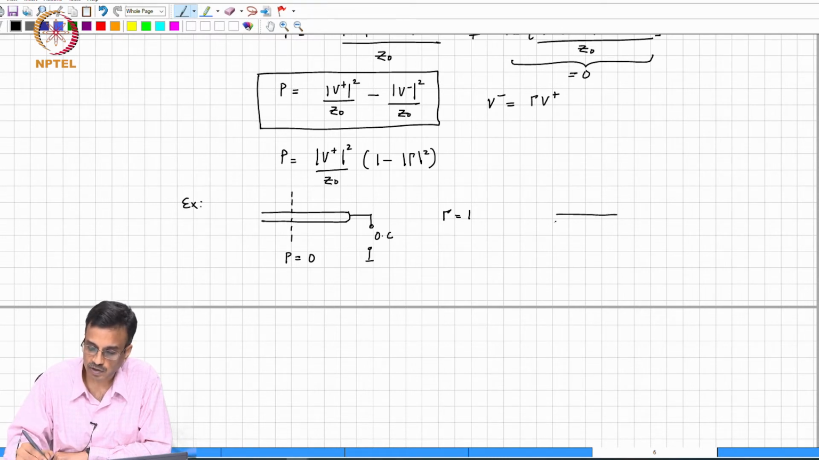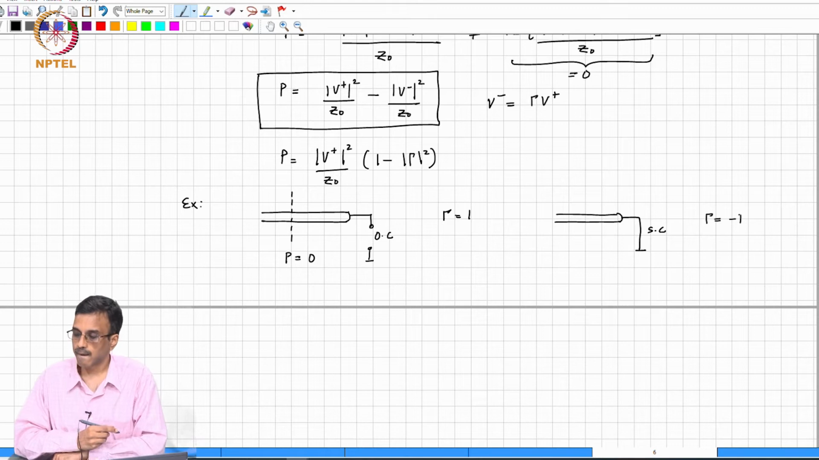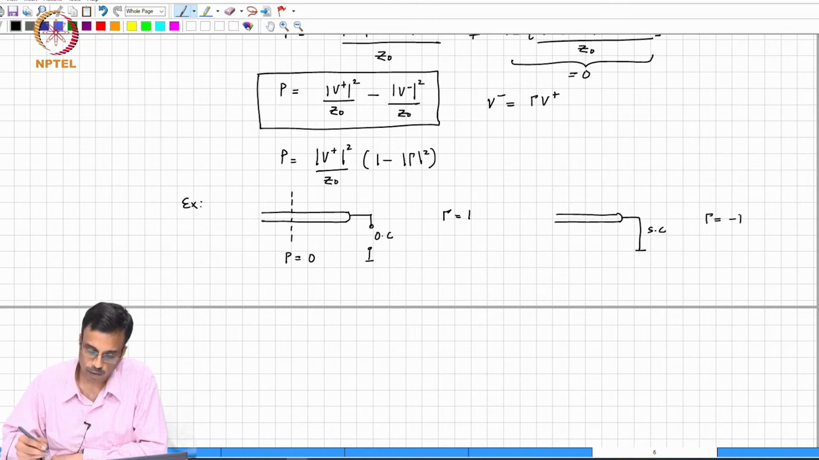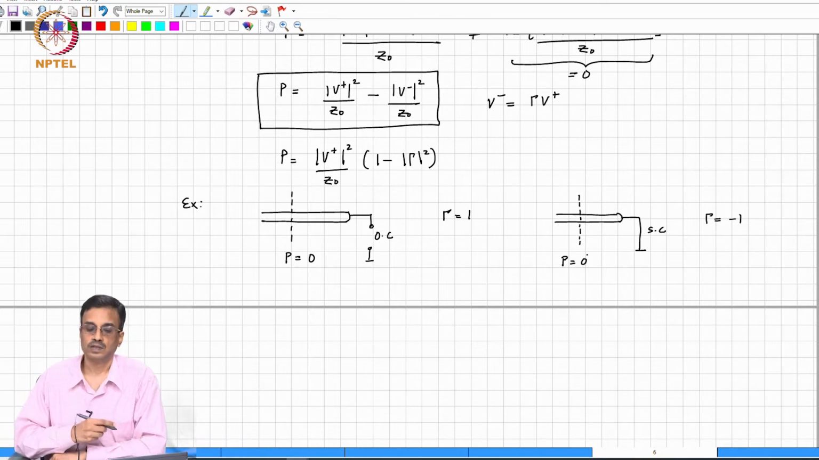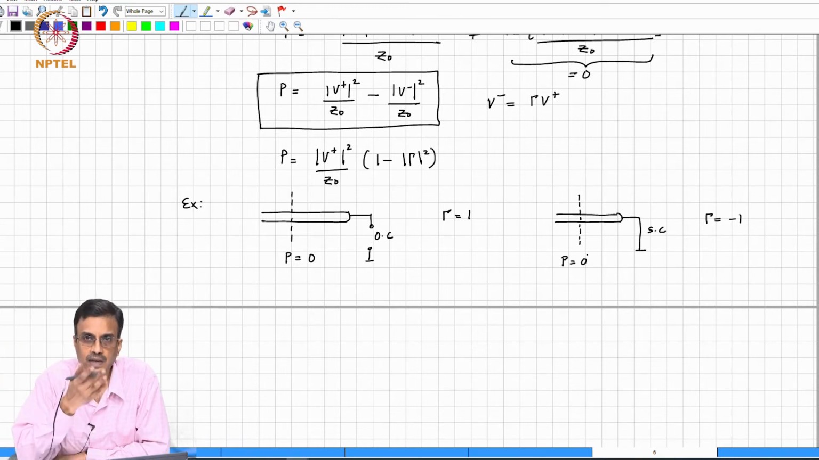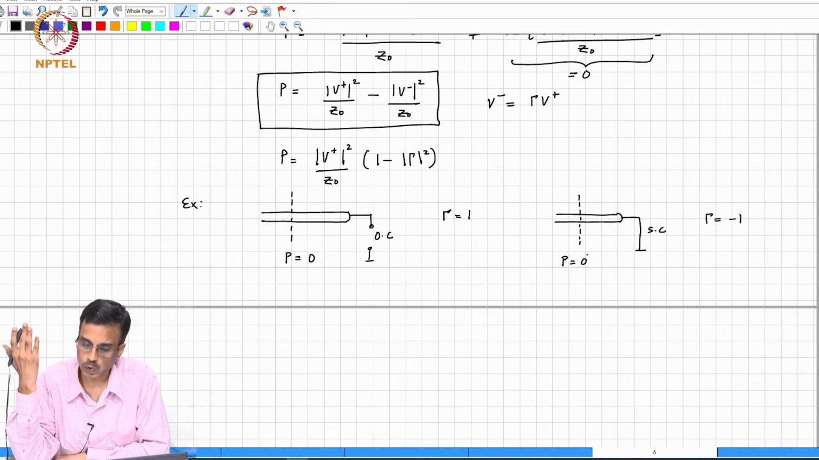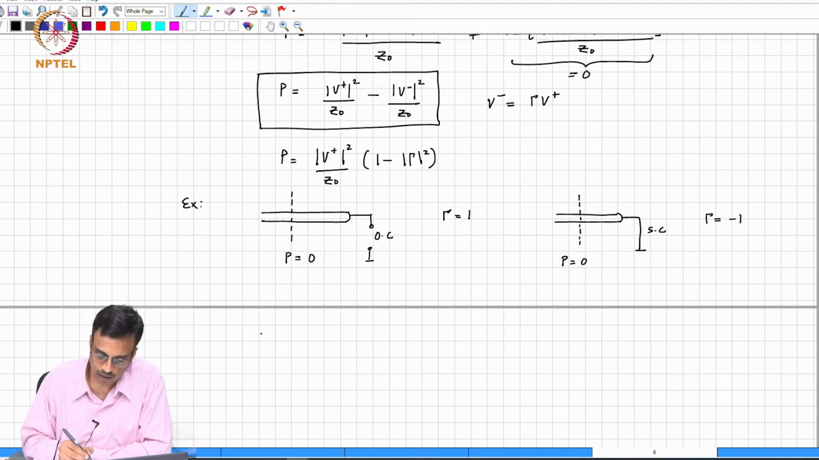Similarly, with a short circuit, gamma is minus 1, and therefore the power being dissipated again is 0, simply because the entire power is getting reflected. Okay.